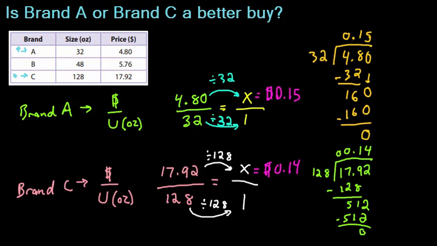Alright, so we've got our unit rate for brand A is 15 cents and for brand C is 14 cents. So it's actually cheaper to go with brand C by 1 cent. Here's my work over here if you want to check it.